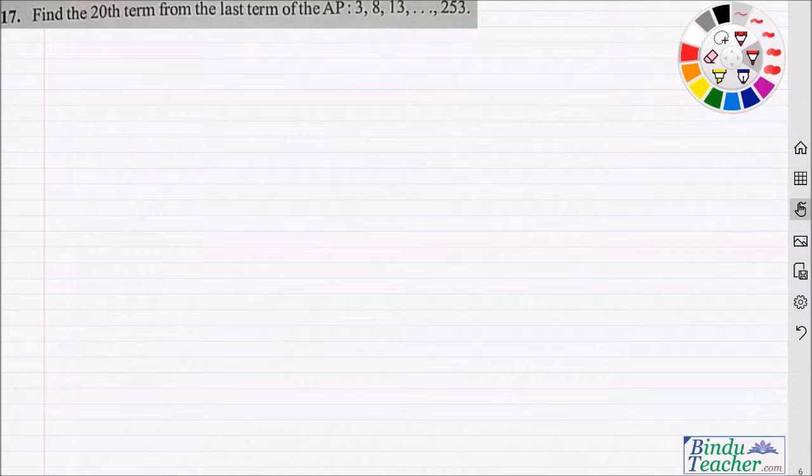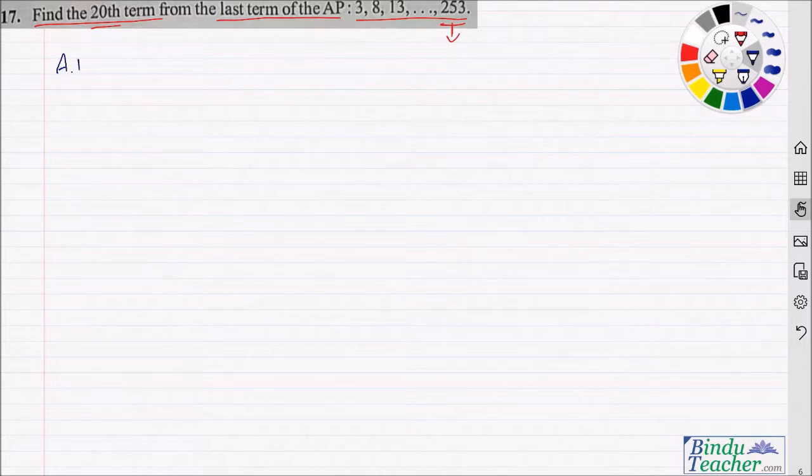Let's solve this question together. Find the 20th term from the last term of the arithmetic progression 3, 8, 13 and the last term is 253. So here we have to find what is the value of the 20th term from the last term, which is 253. So let's write down what we can understand from the question.